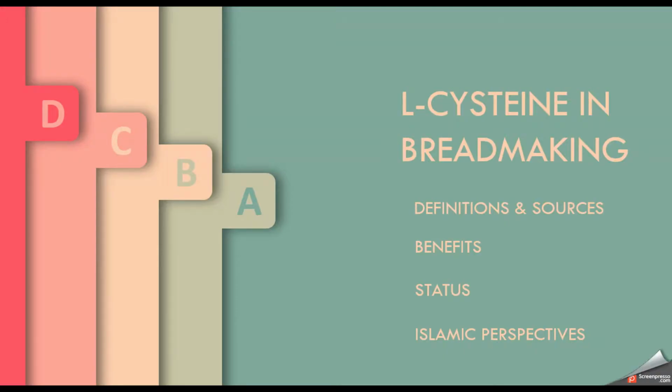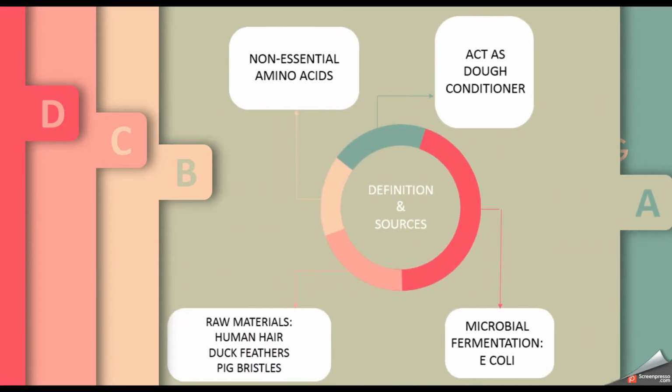So, do you know what L-Cysteine is? L-Cysteine is a non-essential amino acid, which means it can be formed in the body. It acts as a dough conditioner in the baking industry, which breaks the disulfide bonds of gluten. This makes it easier for the dough to rise during baking.